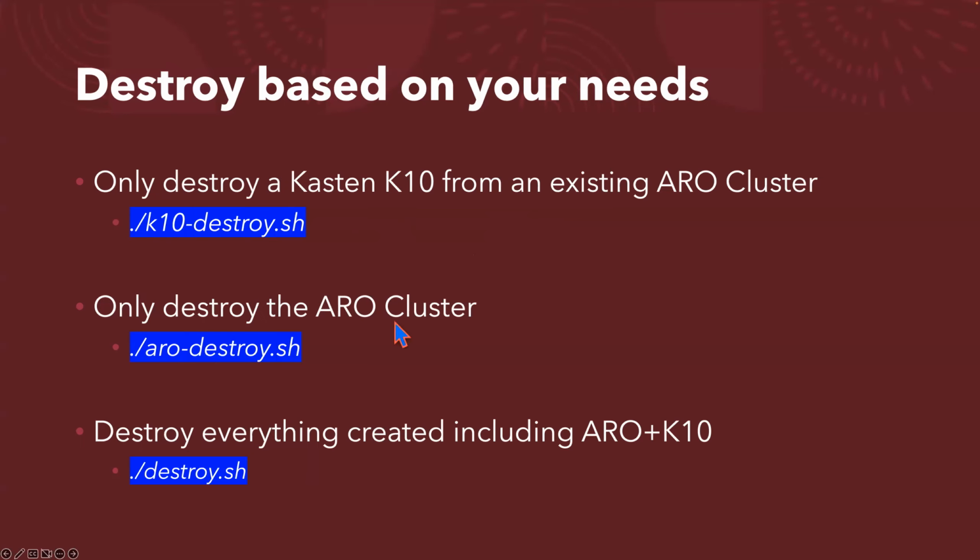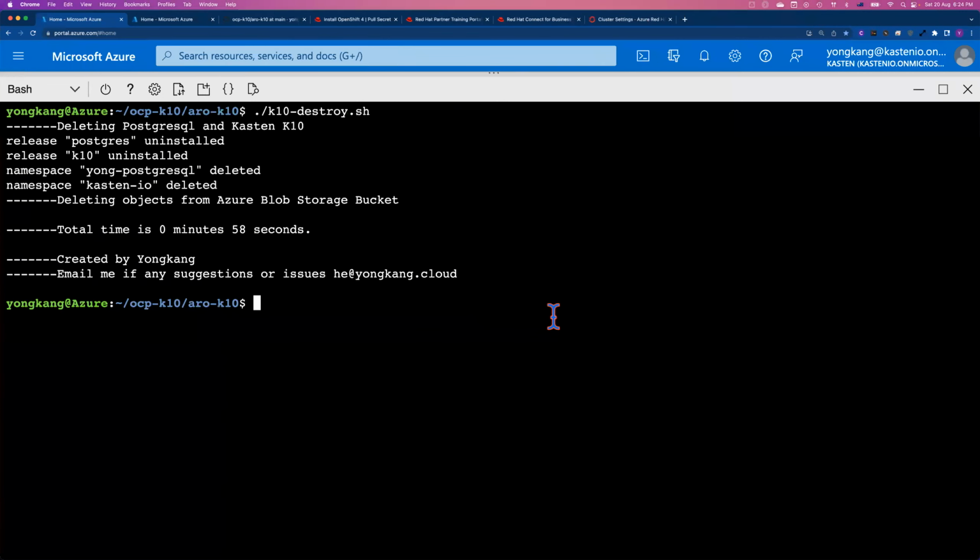Once you've done your testing, you can also destroy your ARO cluster by running ARO-destroy. If you just want to destroy everything we created earlier, you just run /destroy. So by now, my cluster has already had Kasten K10 removed.